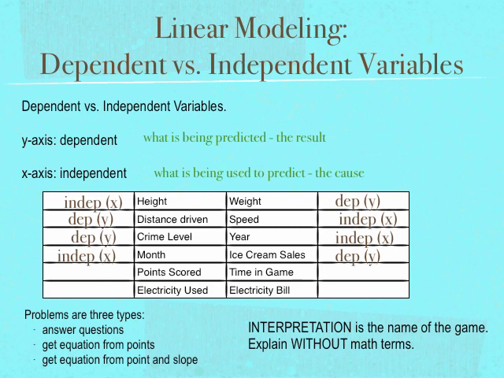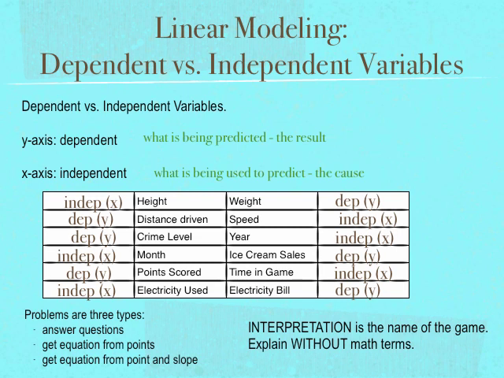How about an athlete? How many points he scores in a game and how much time he has in the game. Okay, how many points he's able to score depends on how much time he's able to play. So time in the game is independent and points scored is dependent. Electricity used and your electricity bill. Your bill depends on your usage. So we have independent is usage and my bill is dependent.